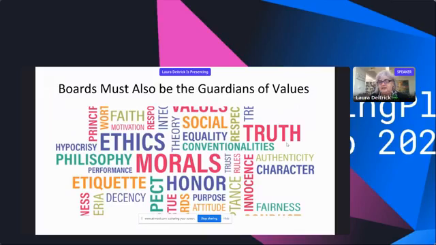And then lastly, this is what I say to everyone when I'm talking about governance, no matter what the topic is. So I'm just giving this background right now. But boards also have to be the guardians of values. And that's that piece, especially in the fundraising piece, where if somebody's asking you to do something and they're willing to give you money for it, does it align with your values?